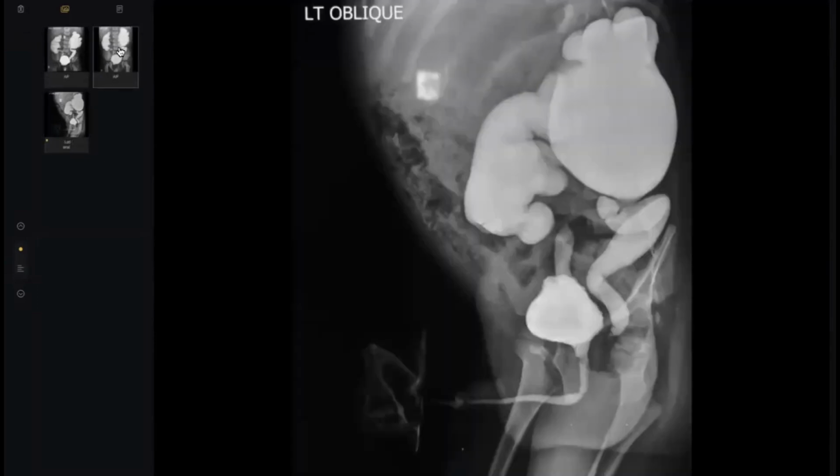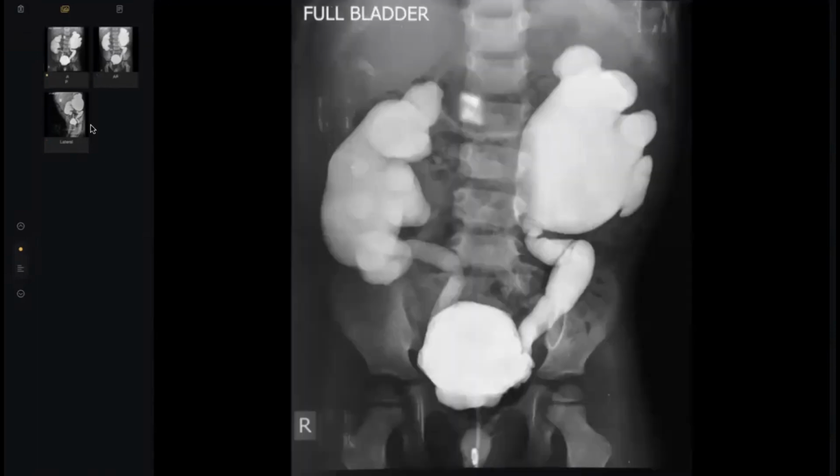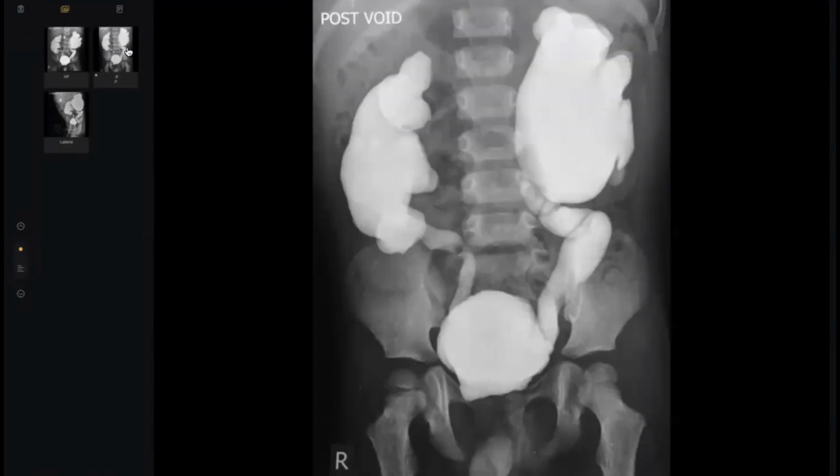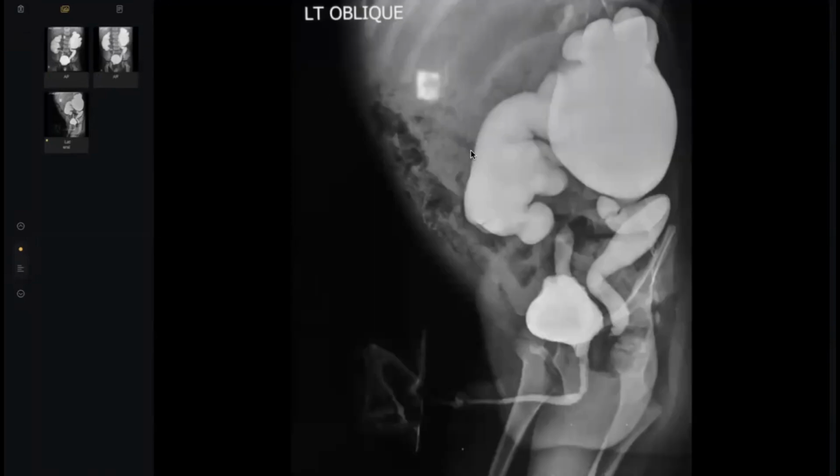Doctor, this patient has abdominal pain and distension. Okay, these are a series of spot films from a micturating cystourethrogram. Okay. Patient having abdominal pain. I can see, I think this is the micturition phase that is in front of me. Yes.